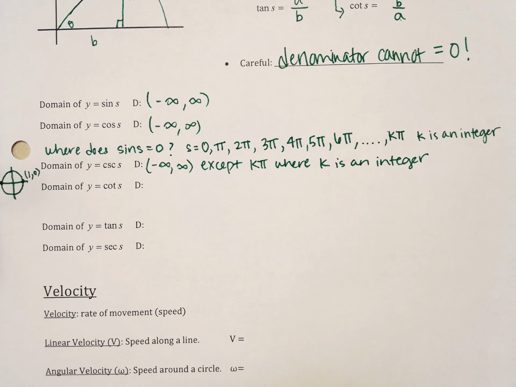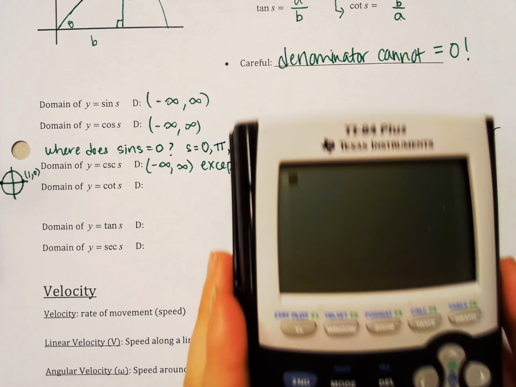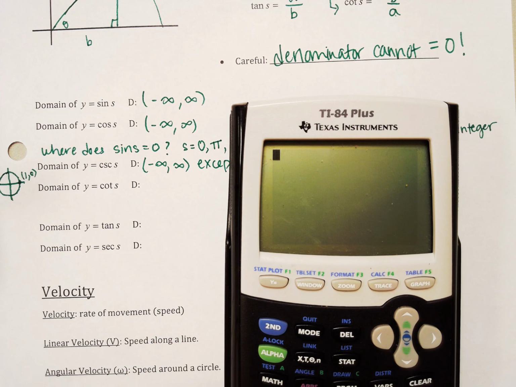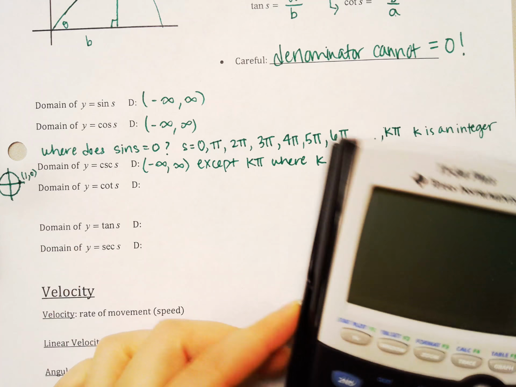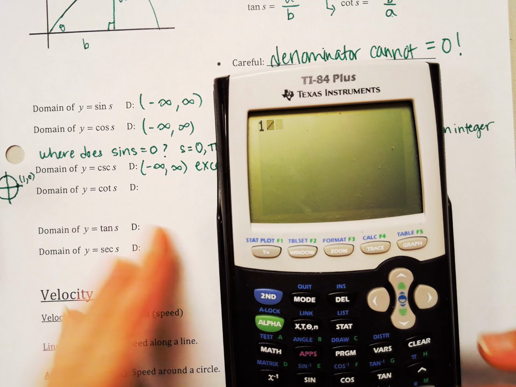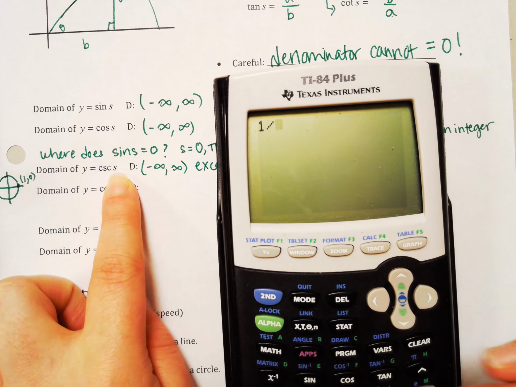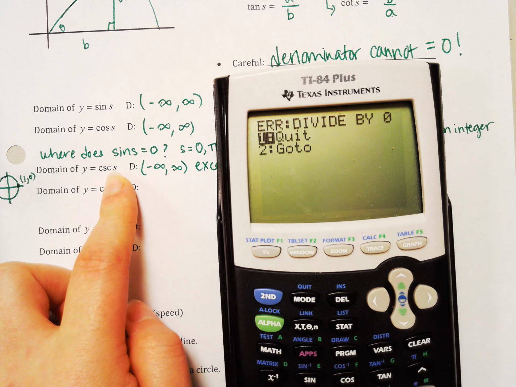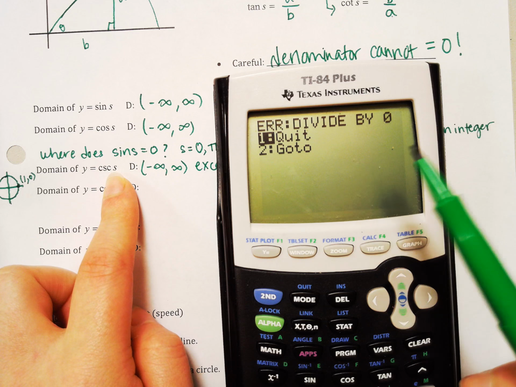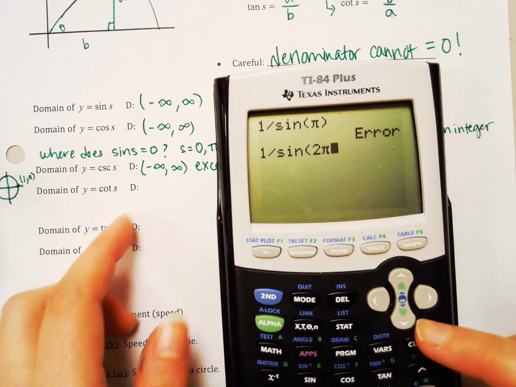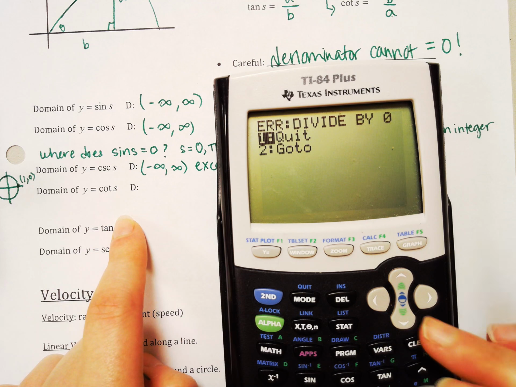So what that means is that if I take out my calculator, and just make sure I'm in radian mode, I want to exclude those values that give a domain error. For example, if I try to plug in cosecant of pi, which would be 1 over sine of pi, my calculator will tell me that I have an error, I'm dividing by 0. Same thing with 2 pi. Same thing with 3 pi.